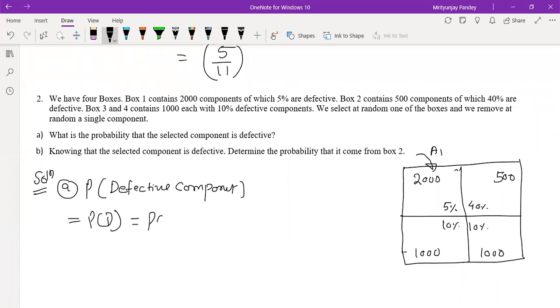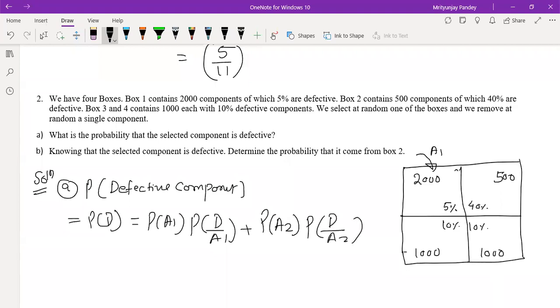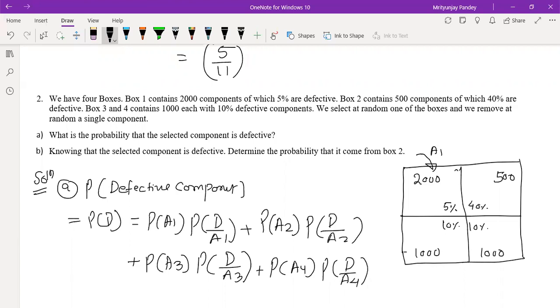So box A1, and write the defective component from box A1, plus, tell me the next one, what to write next, students? Sir, probability of A2 and probability of defective D upon A2. Yes, now probability of box A3, and probability of defective component from A3, and probability of box A4 and defective component from A4. Understood?